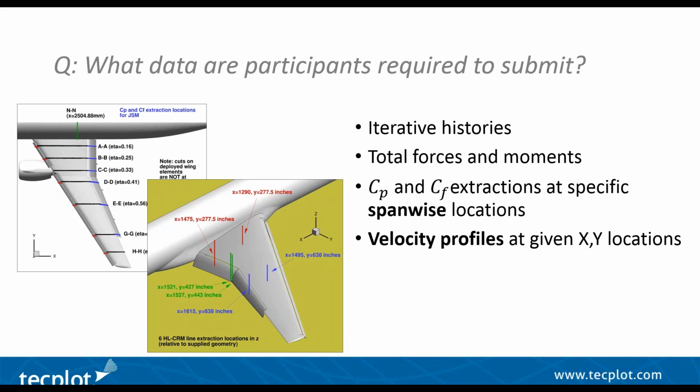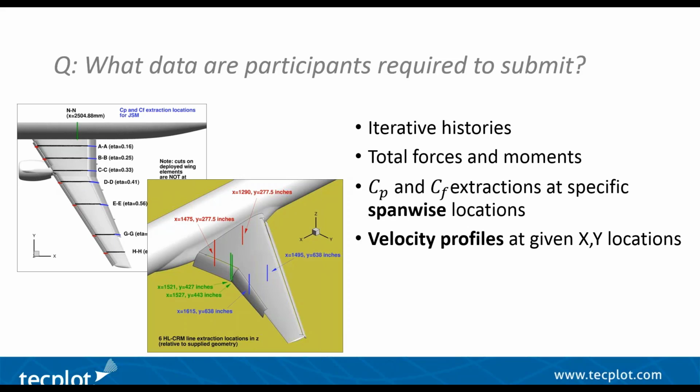Whereas for the velocity profiles, we're given specific XY locations on the wing to extract up in the Z dimension. This is going directly up in Z all the way through the wake. And the velocity profiles are really looking primarily at comparing CFD to CFD, so seeing how the velocity is built up through the wake.